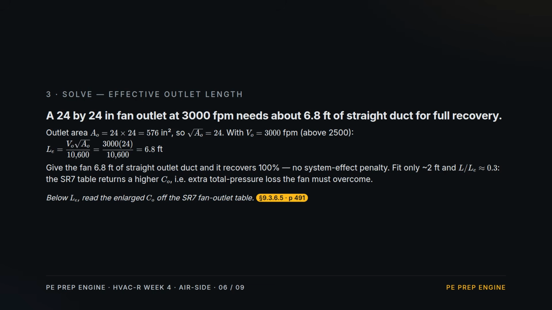Solve: effective outlet length. The outlet is 2 feet square, so the square root of its area, in inches, is 24. At 3,000 feet per minute, above the threshold, the effective length works out to just under 7 feet. Give the fan that much straight duct, and it recovers fully. Give it only about 2 feet, and the length ratio near 3/10 sends you into the fitting table for a larger coefficient. Real extra loss the fan has to push against.